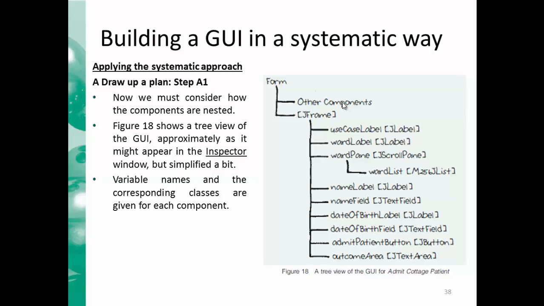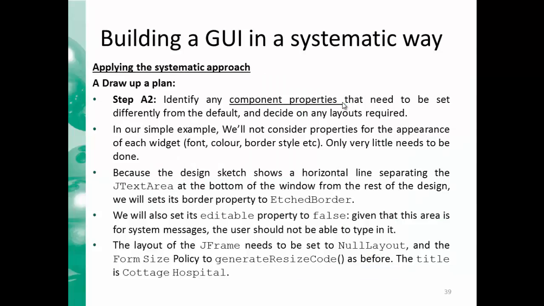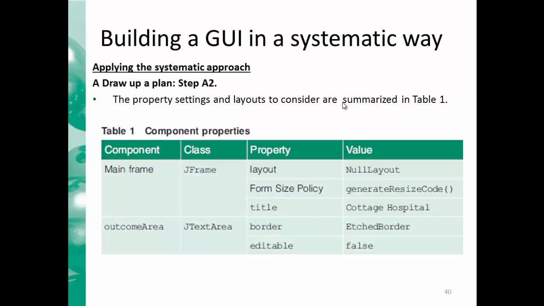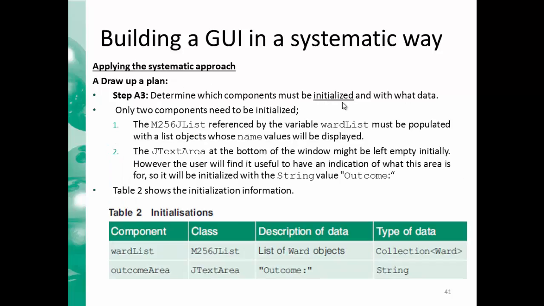If you look at the tree view on the right hand side of the slide or the screen, you see the GUI for admit cottage patient, shown so we can see how these components are nested within each other. Then in step 2, we identify the component properties to decide whether they fit our needs and decide how this needs to be implemented. Then we build the component properties table, where we have the component, the class of that component, the property, and the possible values for that component.